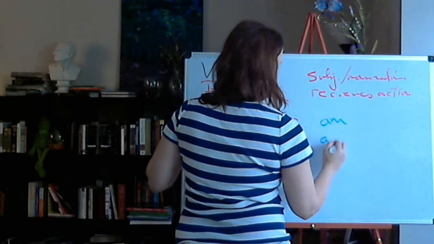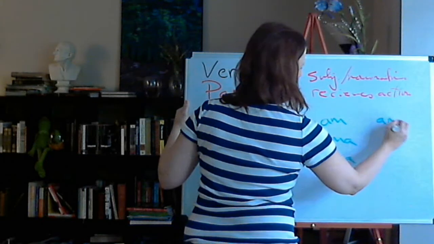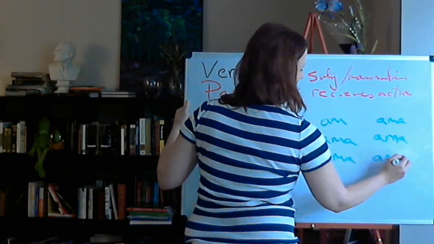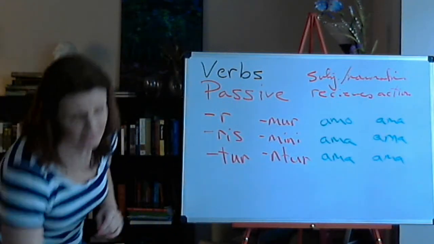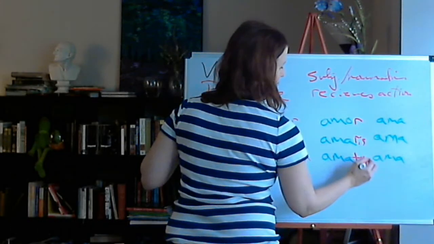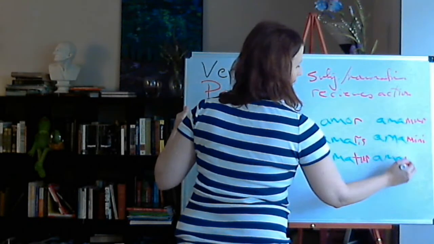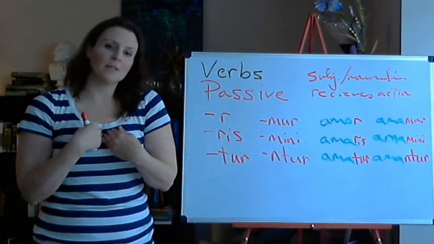So if we had amo, we have that ama stem from dropping the re. Only difference is our first person. We keep that O on there, and then we add our ris, ter, mer, mini, ntur. So instead of saying amo, I love, we now have amor, I am loved.